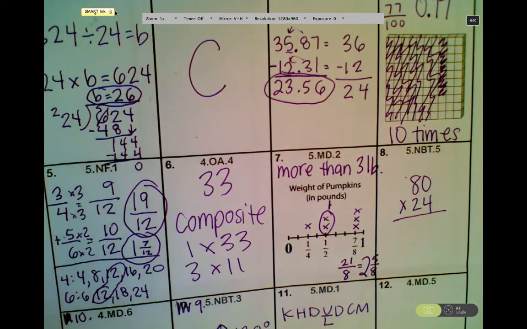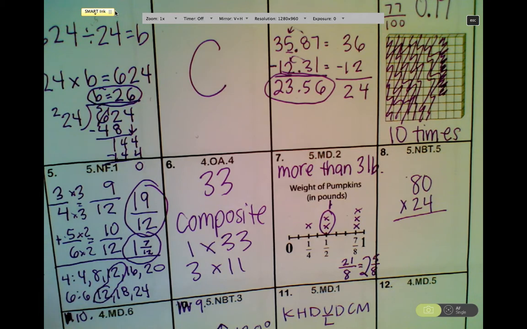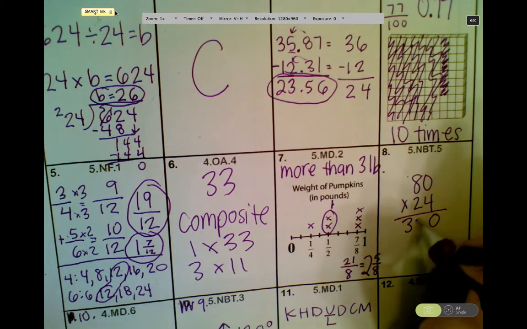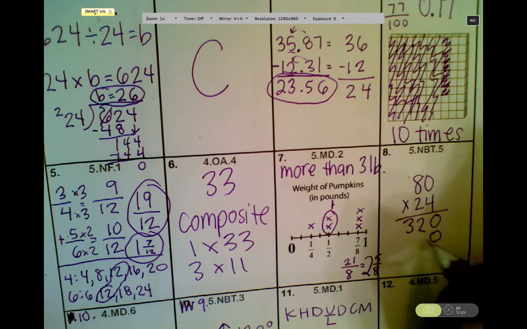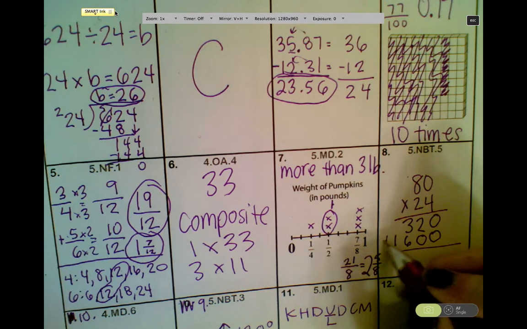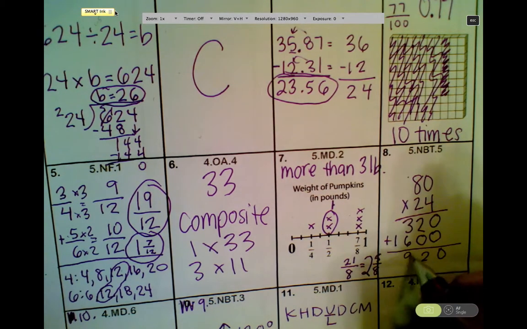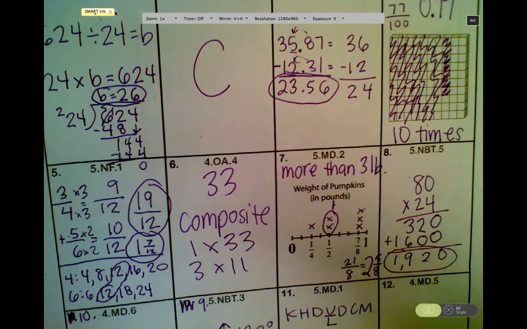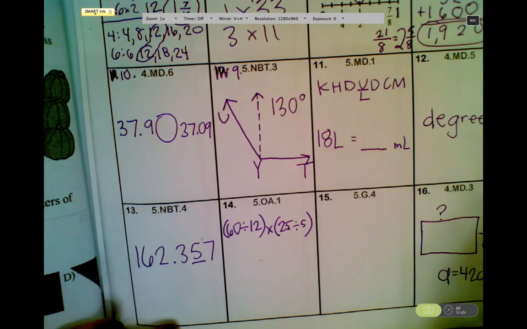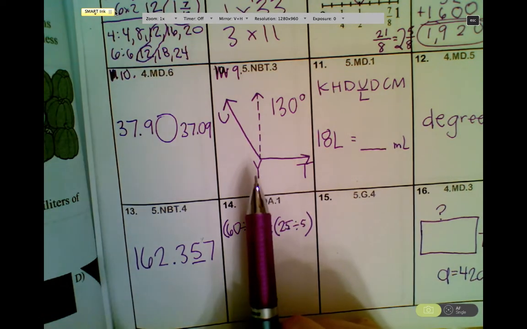Number 8, 80 times 24. 4 times 8 is 32. I'll put a 0 down here. 2 times 0 is 0, and 2 times 8 is 16. Add these together, 1,920. Now, I put these in the wrong place. Number 9, I have right here.